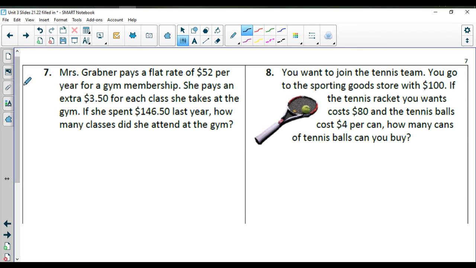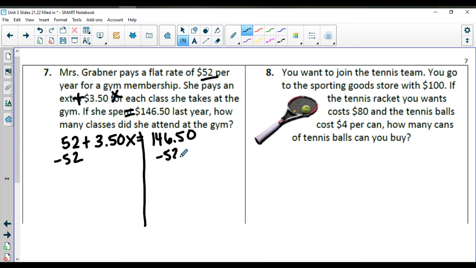For number 7, Mrs. Grabner pays a flat rate of $52 per year for a gym membership, and she pays an extra $3.50 for each class she takes at the gym. So this is kind of like that one before. Here's your flat rate, plus we do this for each class. So that's going to get the X, and my total was $146.50. So $52 plus 3.50X is equal to $146.50.